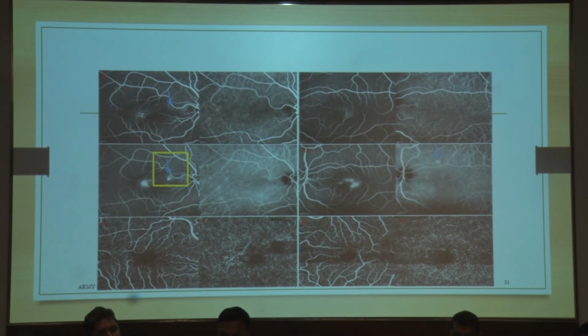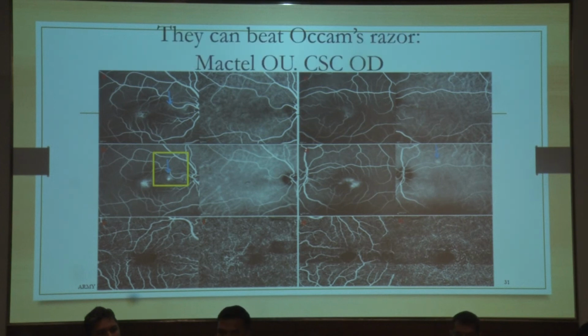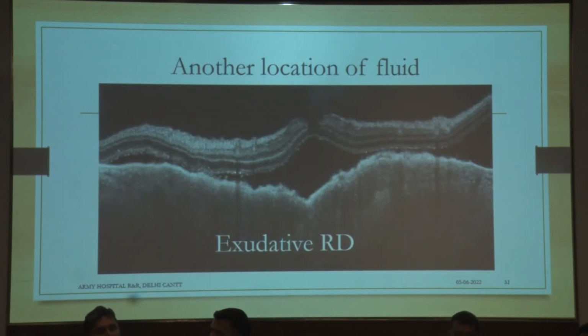This is a case of telangiectasia. You see this, again leaking, the hyperfluorescence on FFA. This was missed out. It was diagnosed just as a case of MacTel, but it is associated with CSC again. So what is the role of this? You have to correlate, go step by step, do one investigation, follow up with other investigations to confirm your diagnosis. And this is the last slide.